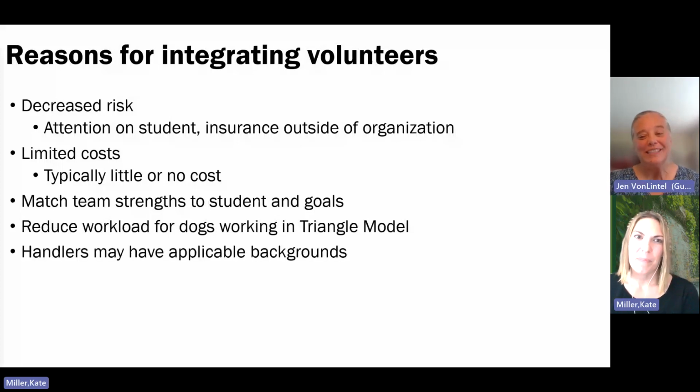And what I love too is that handlers, a lot of times they're retired and they may have some wonderful backgrounds for the work that you're doing. So for me, I've worked with some retired psychologists, some retired school counselors, other individuals in mental health. Some of the teams at our school actually have teachers that are retired that are bringing in their dogs. So those handlers can have some really valuable tools and know some wonderful ways to integrate that into interventions.